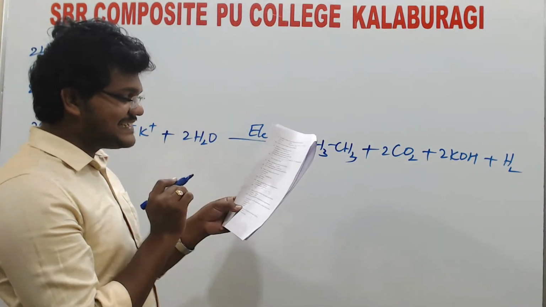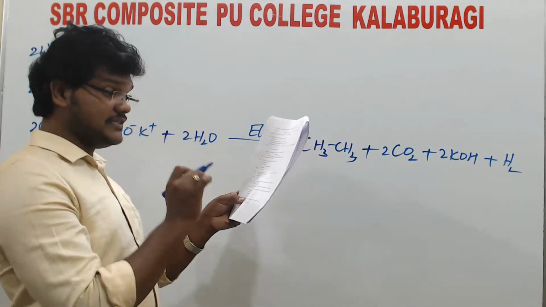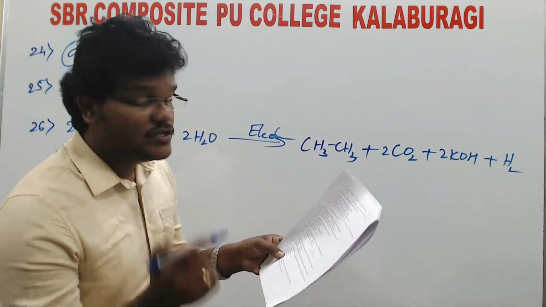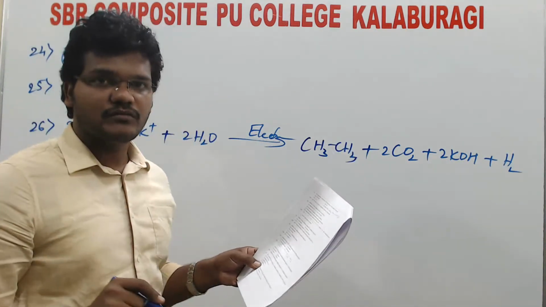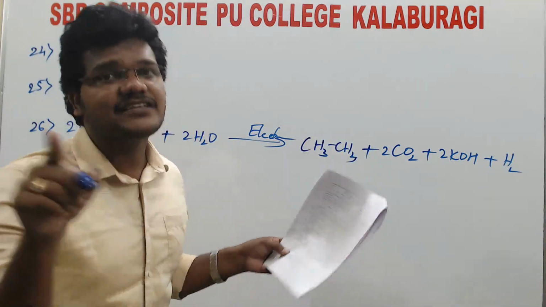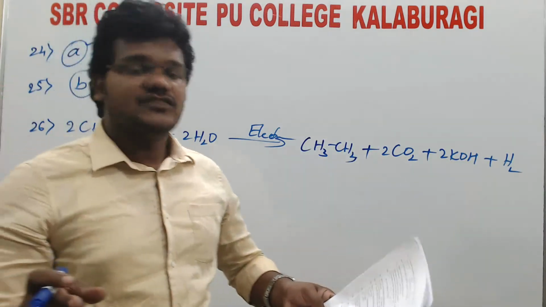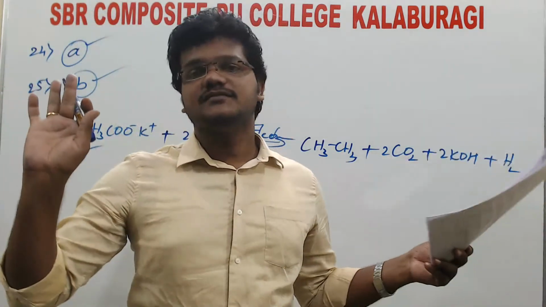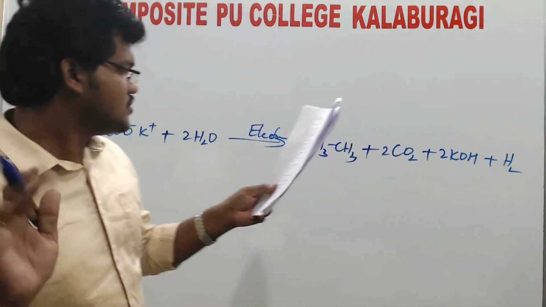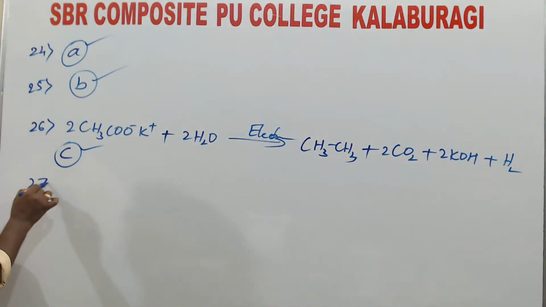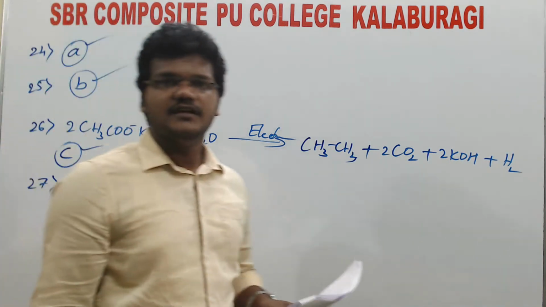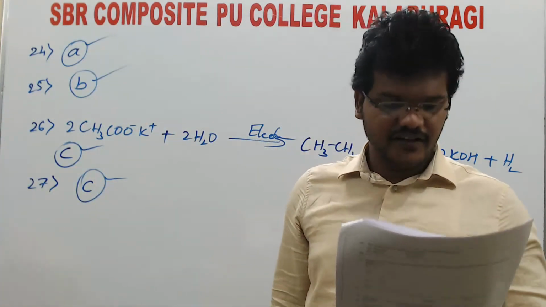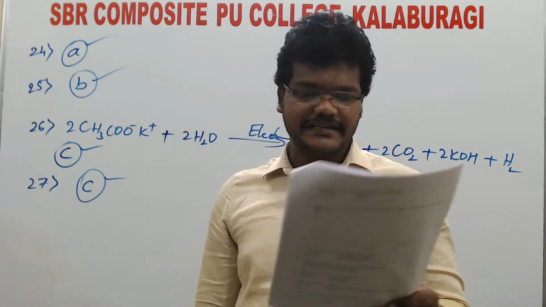Among these, I have acetylene, propane, ethane, and propane. So options A, B and D are unsaturated compounds, whereas option C is saturated. Ethane is saturated, so a saturated compound does not decolorize bromine. So for question number 27, the correct option is C. So let's go for 28.